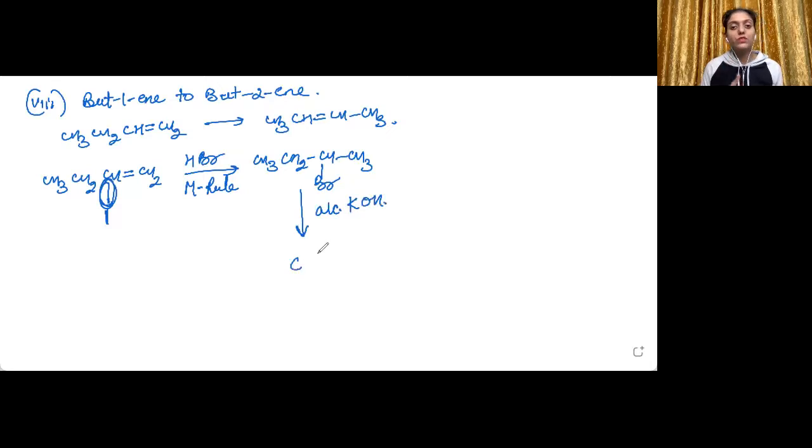Now, when you treat it with alcoholic KOH, you know it will undergo dehydrohalogenation, and it will lead to the formation of alkene. From this position, this is the alpha carbon. From this position, Br will go, and from this position, hydrogen will go. So this alkene will be formed. So this is the same one that we needed.